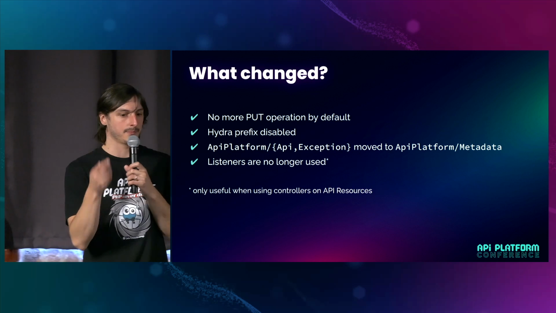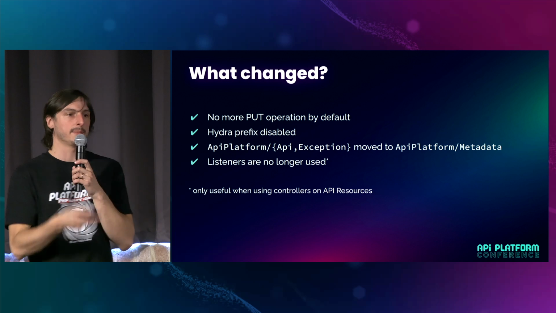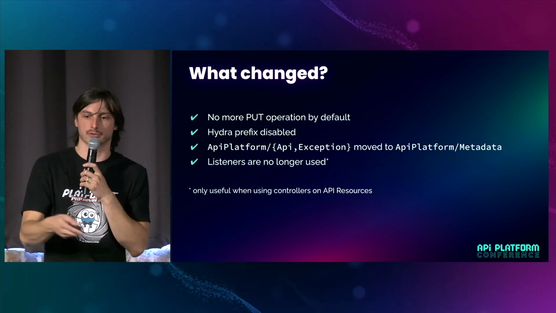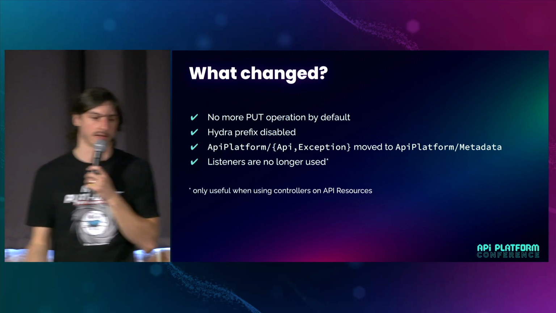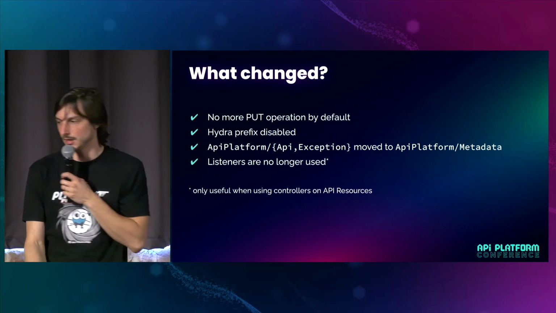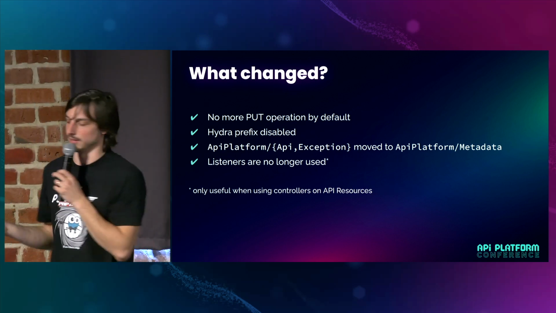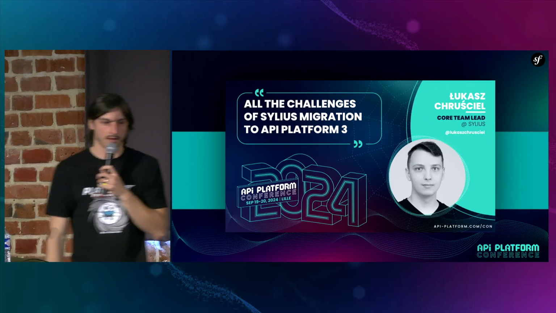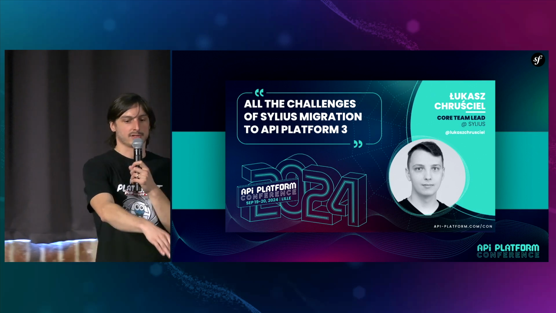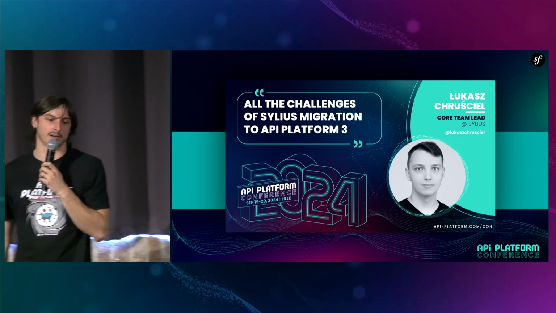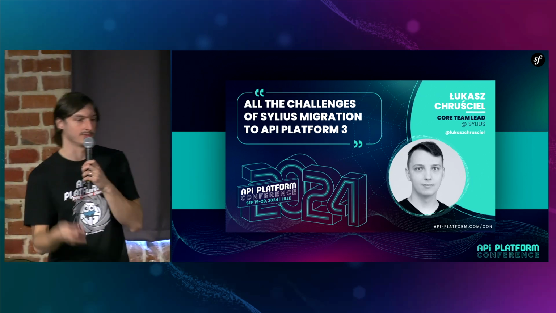So the last thing I want to say here is that if you are missing a class, it probably moved to API Platform metadata, okay? So if you look for that, just change the namespace. If you did the updates correctly, you should get deprecations and everything should be fine. About API Platform 3, I really recommend checking Lukács's talk about the challenges they had on migrating Les-Tilleuls to API Platform 3.